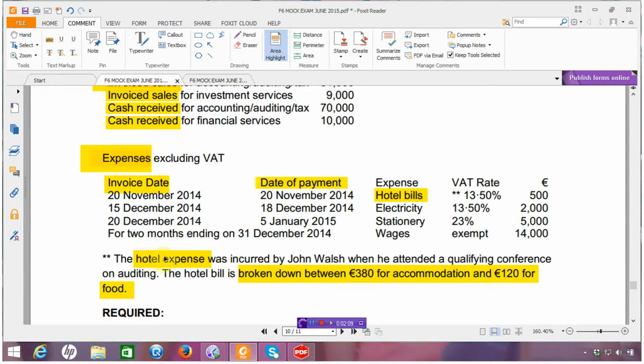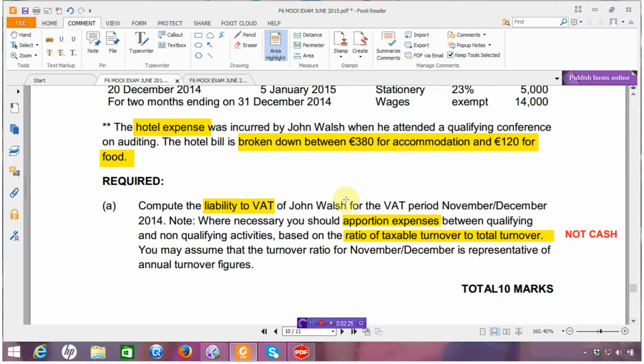Other than that, we've got a hotel expense here, and even given us a breakdown between accommodation and food. I wonder why they've done that. Maybe it's that one of those items is claimable for input VAT and one isn't. Okay. In terms of the requirements, as I've said, fairly straightforward.